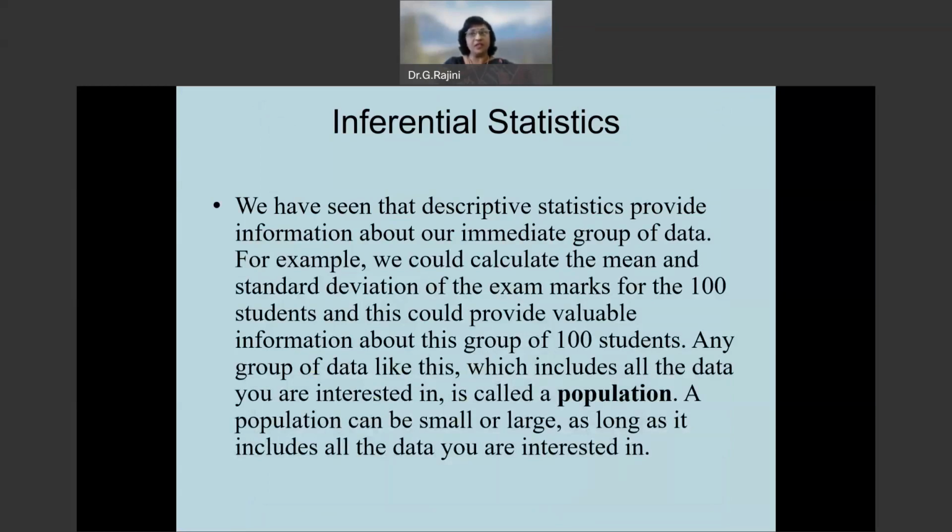So here, the test of significance is inferential statistics. We have seen in the last session about descriptive statistics, where we were talking only about the frequencies and the dispersion. But in inferential statistics, we are going to get information beyond our immediate group of data. For example, we calculate the mean and standard deviation of the exam marks for 100 students. This could provide valuable information about this group of 100 students. But any group of data like this, which includes all the data we are interested in, is called the population. The population could be small or large, as long as it includes all data that we are interested in.